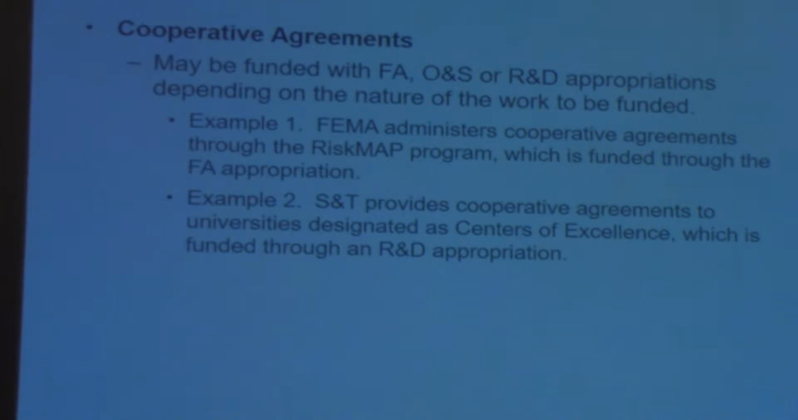As you're looking at the purpose of that expenditure, you have to make a decision on what color of money to use, and you have to make the right decision. So for example, FEMA administers cooperative agreements through RISC-MAP, which is funded through their federal assistance program. S&T provides cooperative agreements to universities designated as centers of excellence. This is funded through their R&D appropriation.